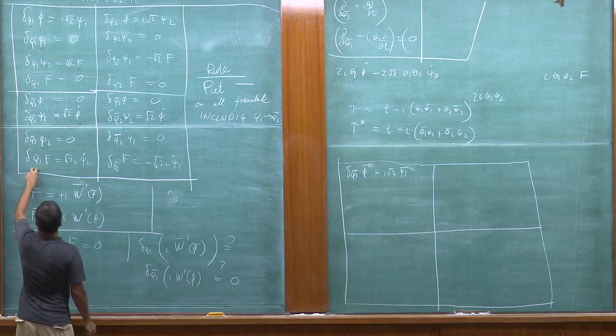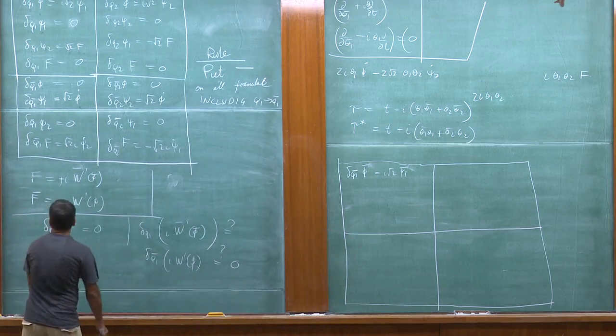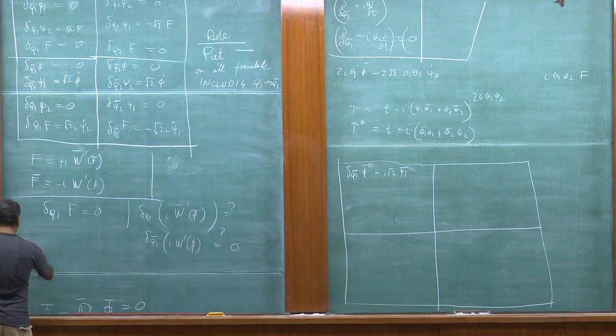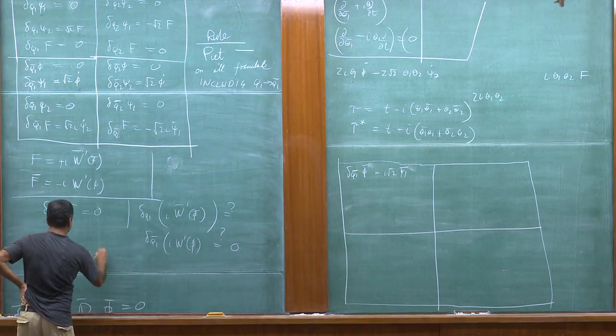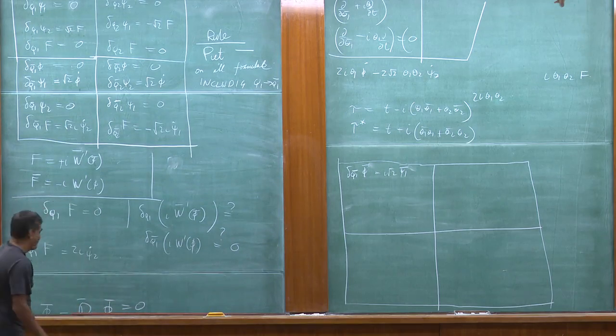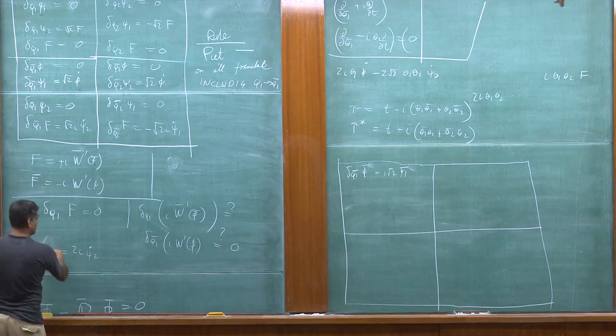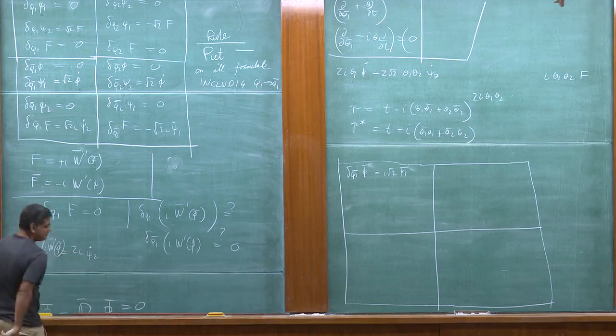Suppose we have delta Q1 bar on F. This has to be equal to 2I psi 2 dot. Okay, this is the claim, however we know that actually F was equal to I W prime bar of phi bar. This had a square root.